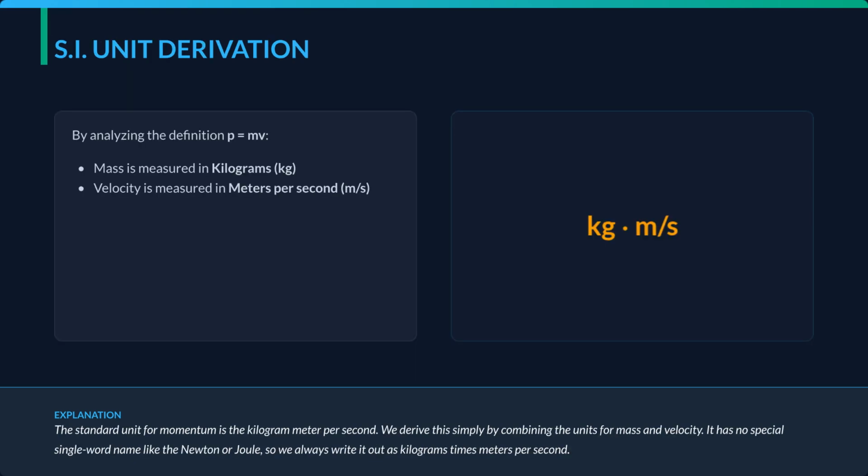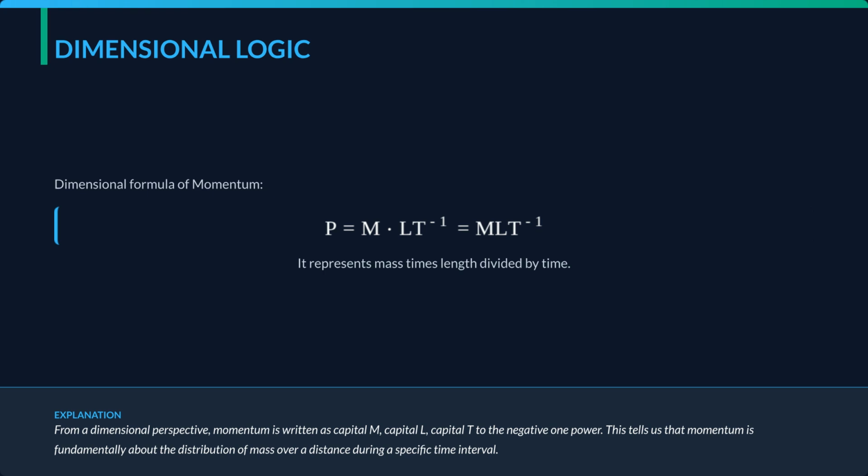We derive the standard SI unit for momentum from its definition. p equals mass times velocity. Mass is measured in kilograms and velocity in meters per second. Thus, the unit for momentum is kilograms times meters per second. From a dimensional perspective, the formula for momentum is derived from the base units of mass, length, and time. This tells us that momentum is fundamentally about the distribution of mass over distance during a time interval.